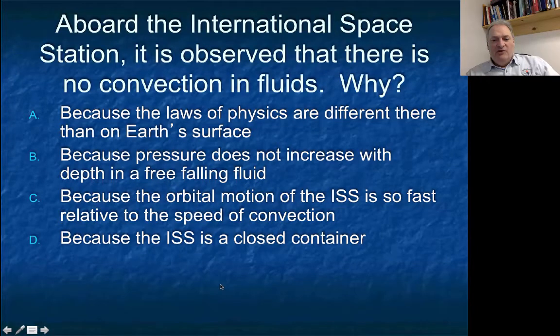Here's another good question. Applications of the laws of force and motion. Aboard the International Space Station, it is observed that there is no convection in fluids. Why is that? Let's put together ideas about gravity and convection. Let me pause and let you answer.